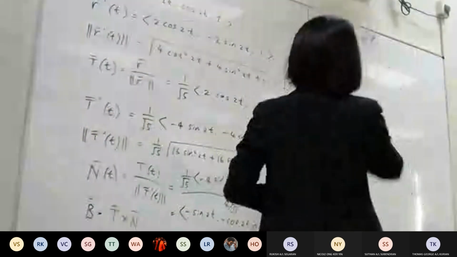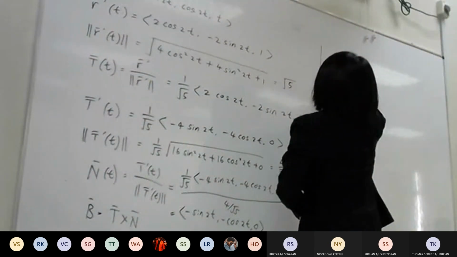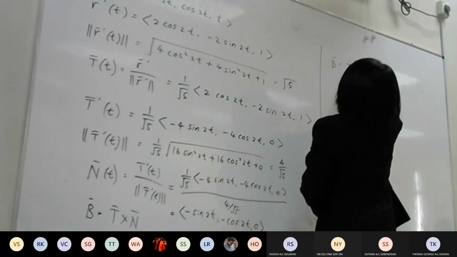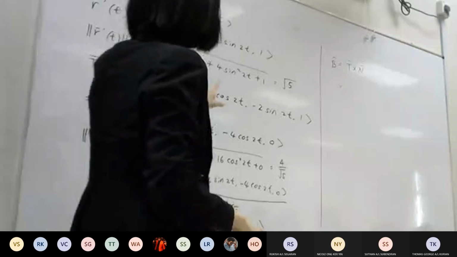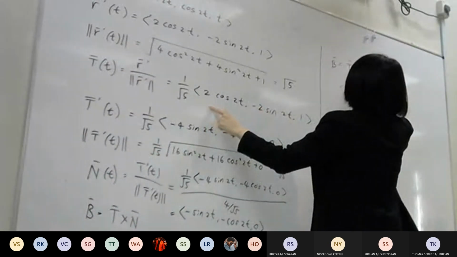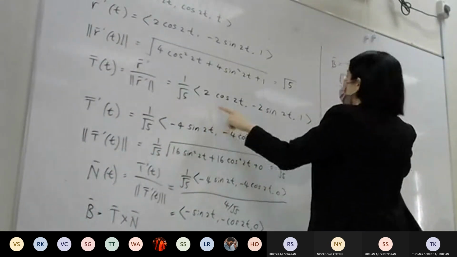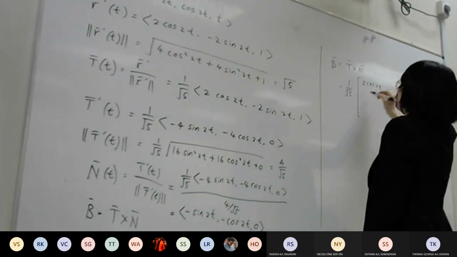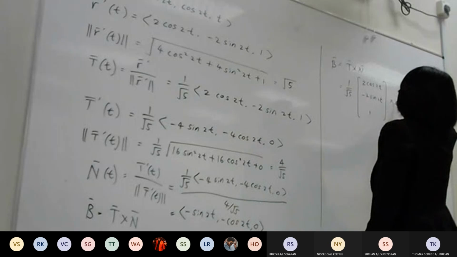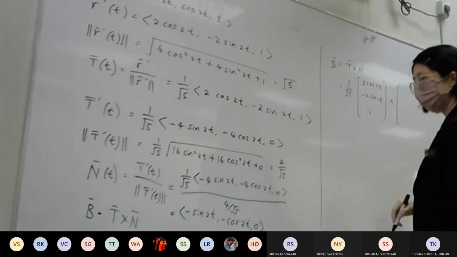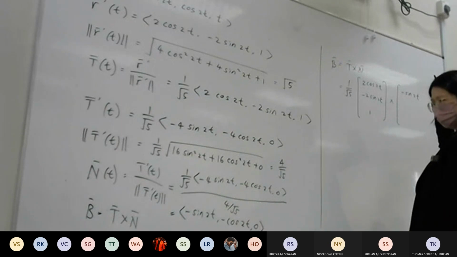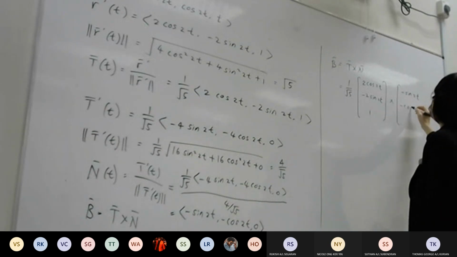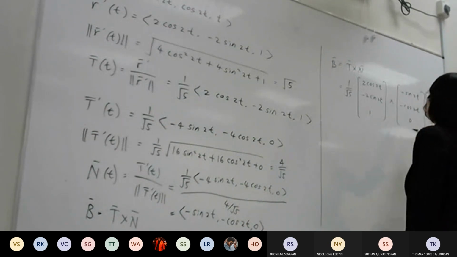And lastly, find the B, T cross N. The T is cos 2t, negative 2 sine 2t, and 1, cross with N, which is sine 2t, negative cos 2t, and 0.